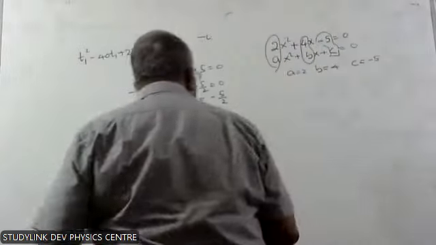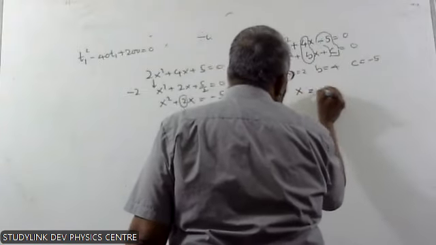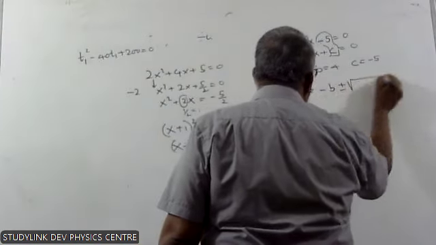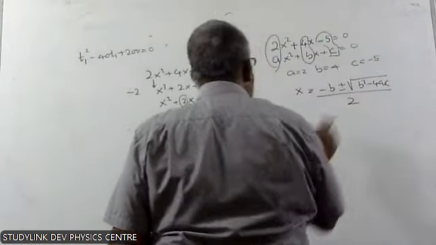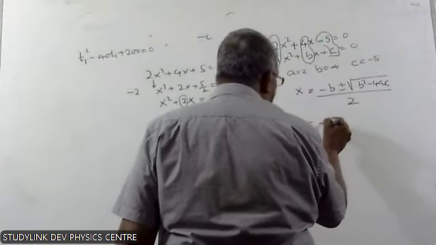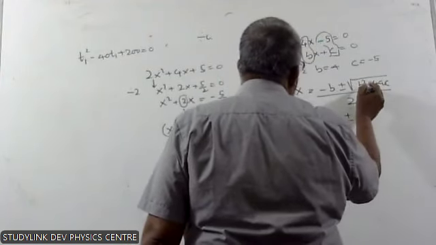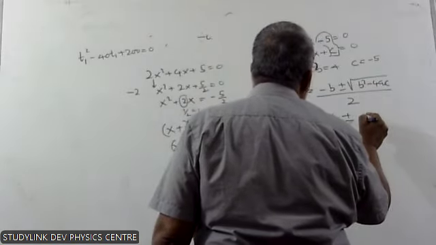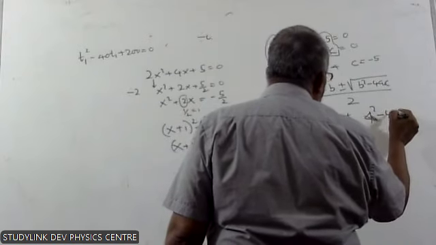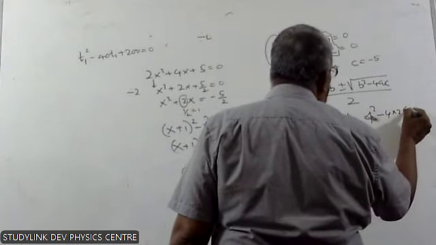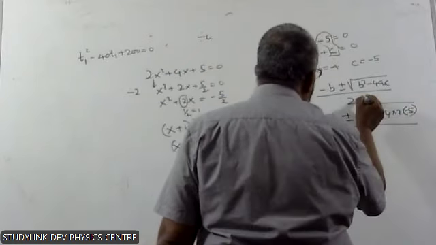Here you get B squared minus 4AC, no? So then I have written the equation. X is equal to minus B plus or minus square root of B squared minus 4AC divided by 2A. That minus 5 is correct early. Then X is equal to minus B plus or minus square root of B squared minus 4 into A is 2 into C is minus 5, divided by 2 times A.